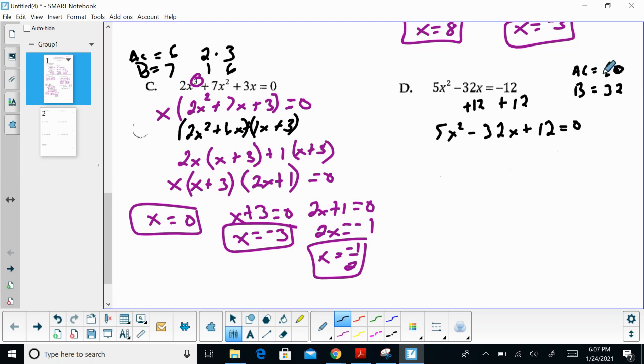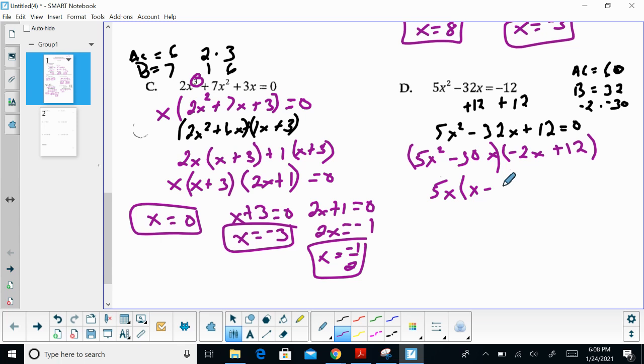So two factors that will multiply to get me 60 but add to get me negative 32 would be negative 2 times negative 30. Go ahead and write that out, and factor by grouping. Setting it back equal to 0.